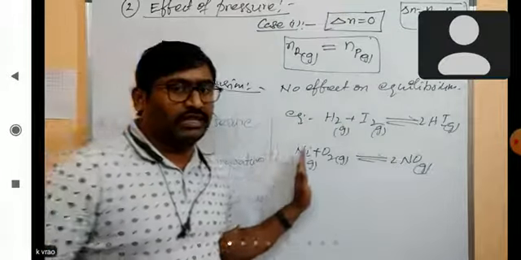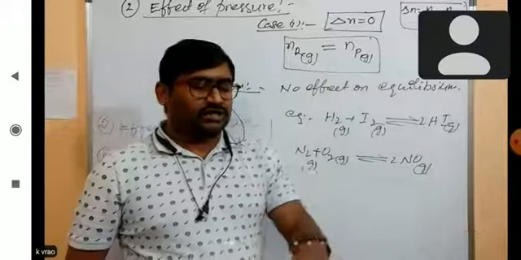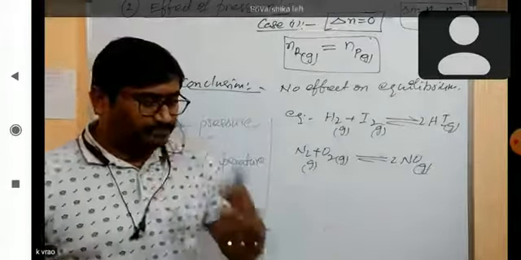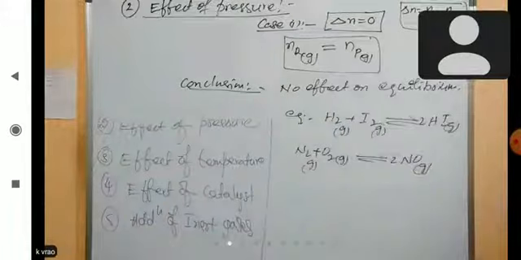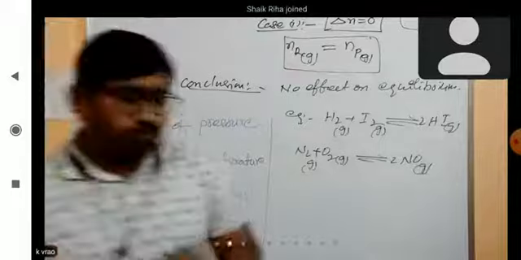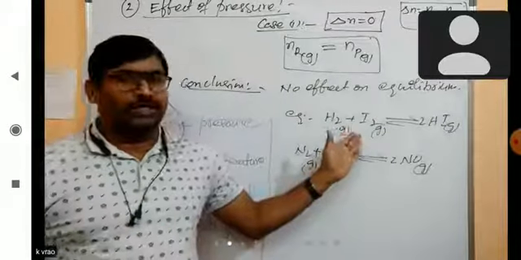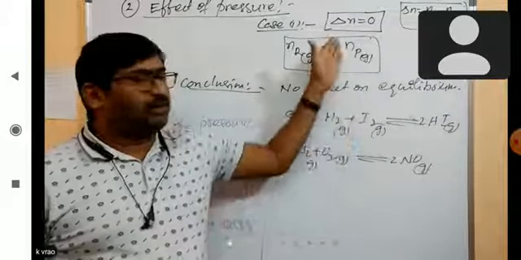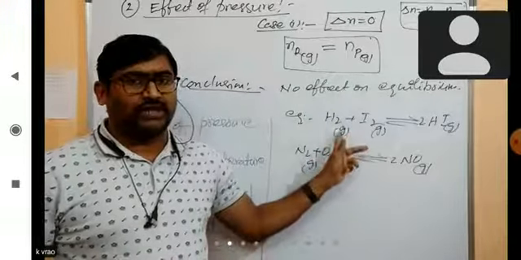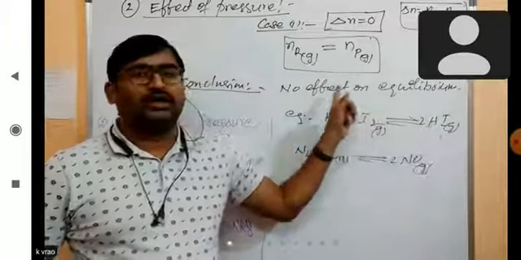So if I increase the pressure, there is no change in the number of moles of the reactants per unit area, and no change in the number of moles of the product per unit area. Or if I decrease the pressure in these delta n is equal to 0 cases, the number of moles of the reactants per unit area is still equal to the number of moles of the products per unit area. Therefore, no effect on the equilibrium.